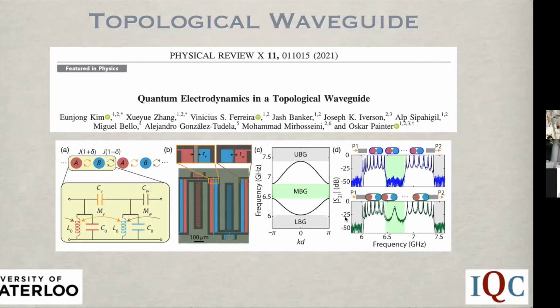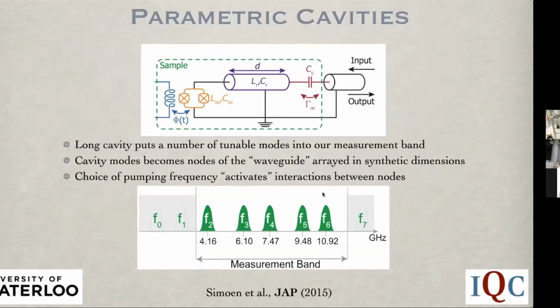And as I'll describe in a little bit more detail, this basically makes a model of what's called the SSH model, which is a prototypical model of topological effects in 1D. And it's one of the first topological models that people wrote down, which originally described transport in dimer chains, so in polymers.